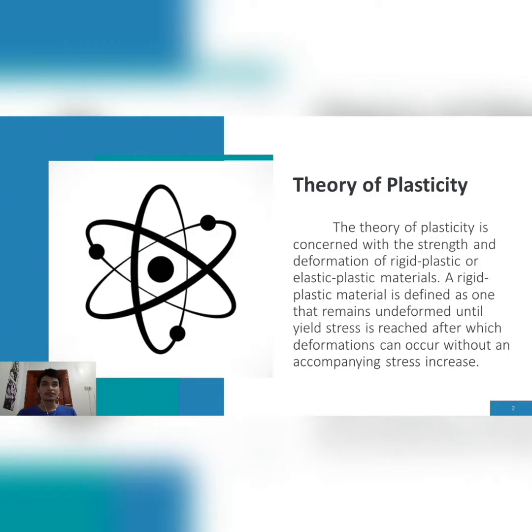So, next slide is theory of plasticity. Theory of plasticity is concerned with the strength and deformation of rigid plastic or elastic plastic materials. A rigid plastic material is defined as one that remains undeformed until yield stress is reached, after which deformations can occur without an accompanying stress increase.